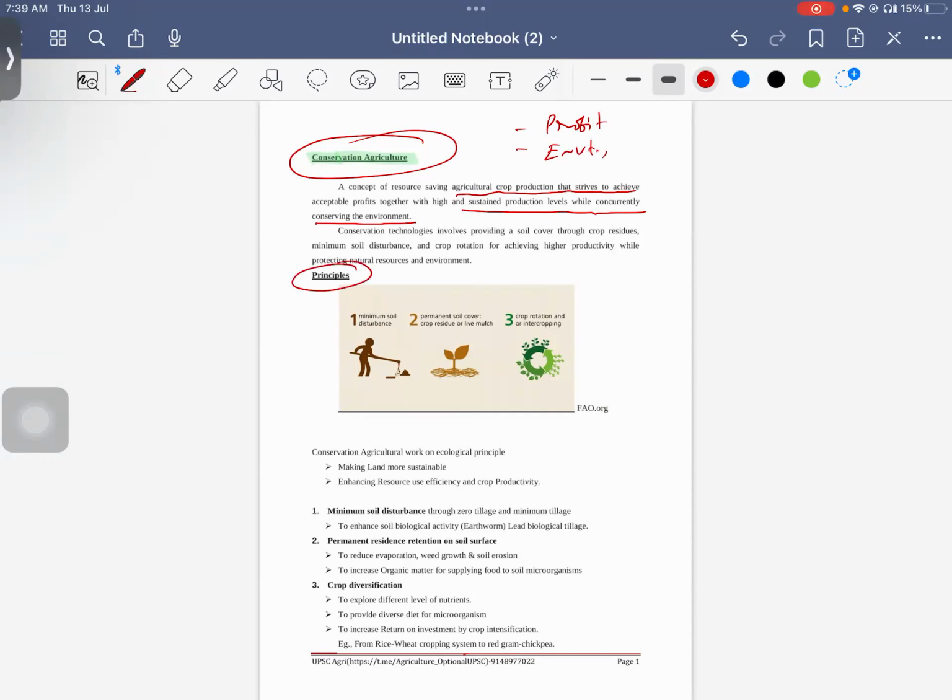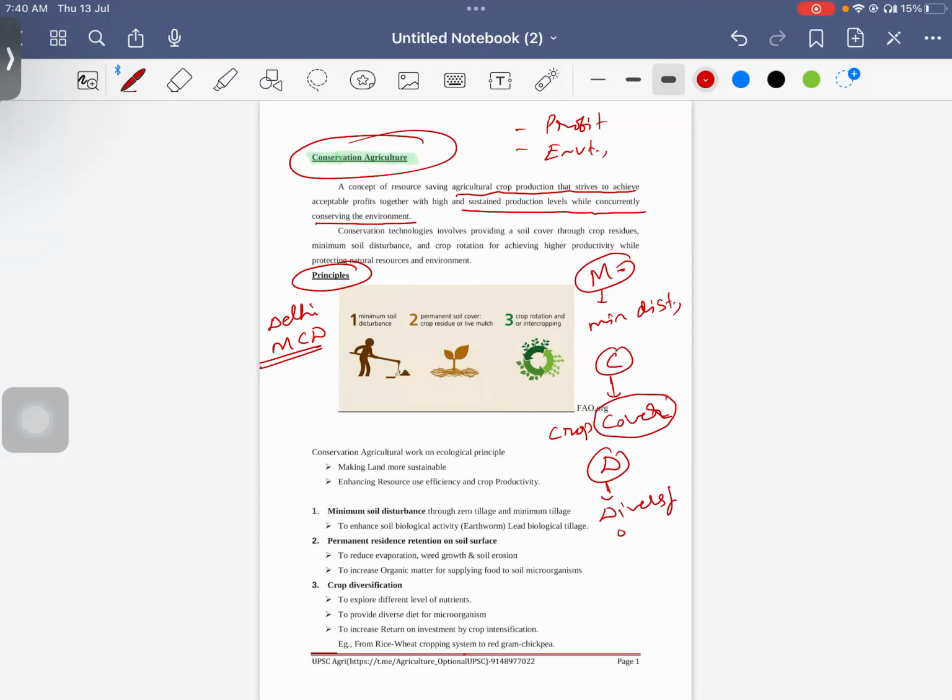So what are the three principles? Let me tell you how you should remember. We know about the Delhi MCD. We always hear about MCD polls. So remember this as MCD. What do you mean by M? M is minimum disturbance of the soil. C means crop cover. Okay, crop cover or soil cover, the mulch. And D is the diversification of the crops which we are doing. Okay, so that's what it is.